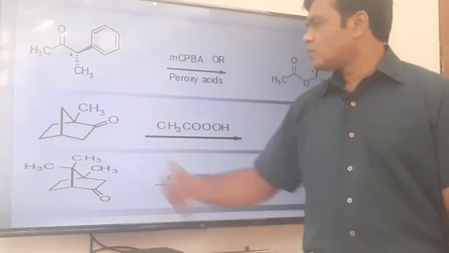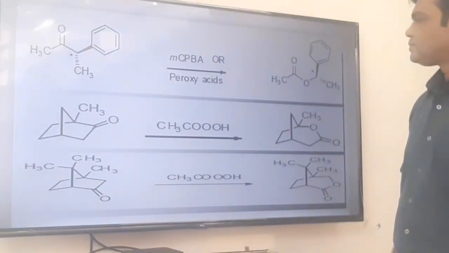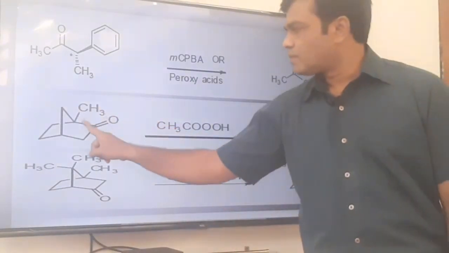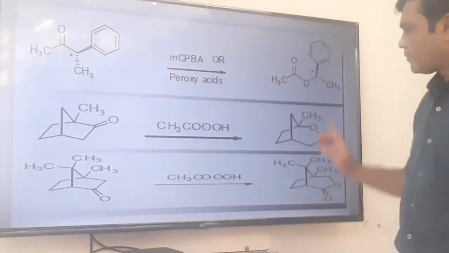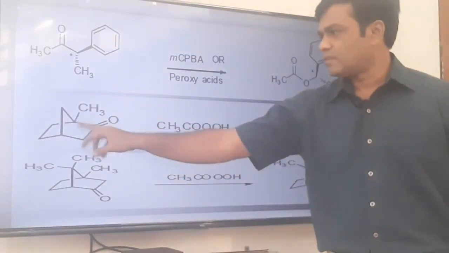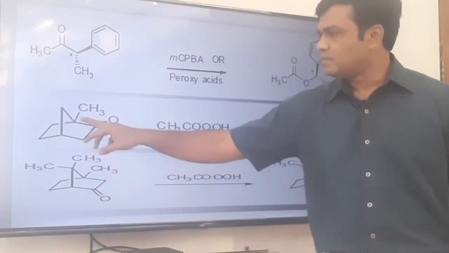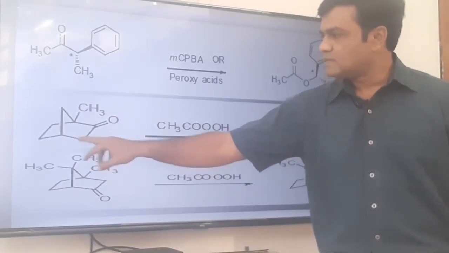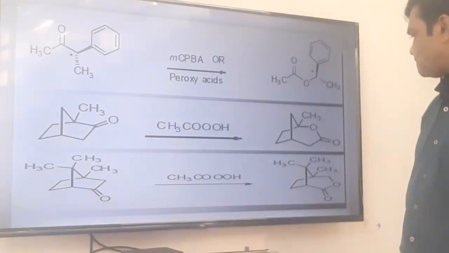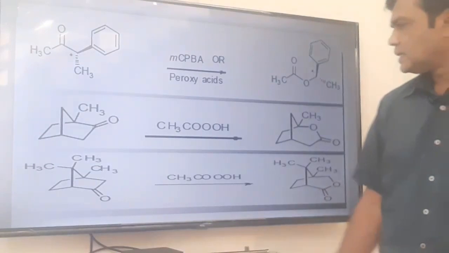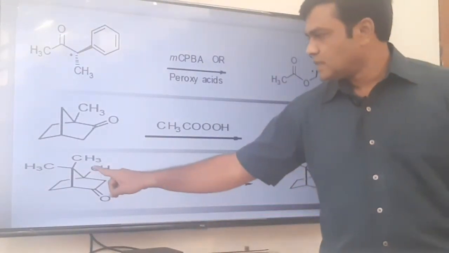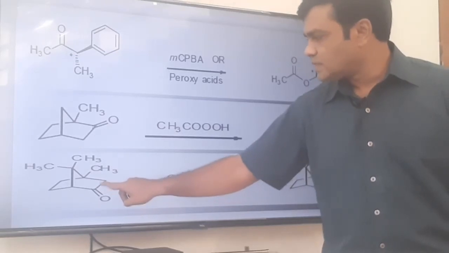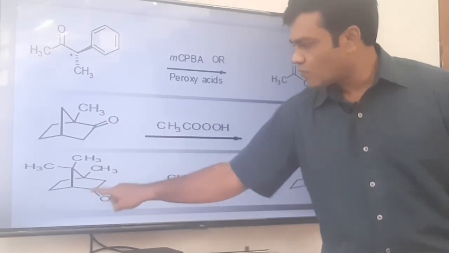This is norbornanone, substituted norbornanone. So oxygen is incorporated from this side, not from the endo side, the exo side. Because it is heavily substituted from this side, a methyl group is there. From the other side, it is not substituted. Here, in this case, see this oxygen again, as it is substituted from this side, oxygen is incorporated from this side and not from this side.